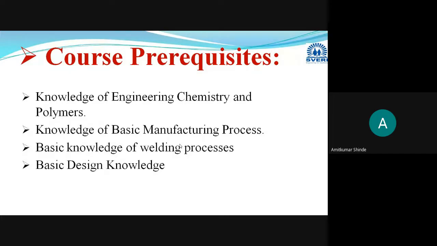Okay, before starting the actual plastic engineering subject, some prerequisites are required. Okay, this knowledge is compulsory to understand the content of the plastic engineering subject.